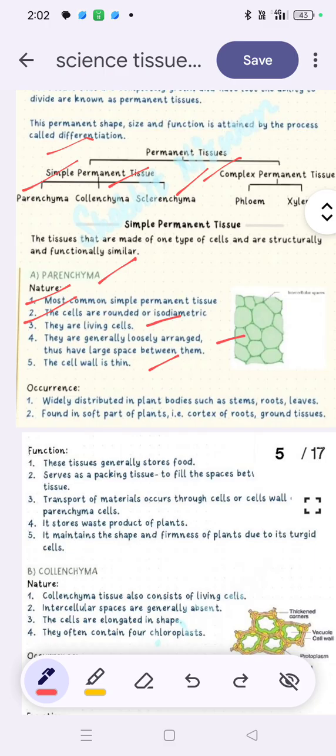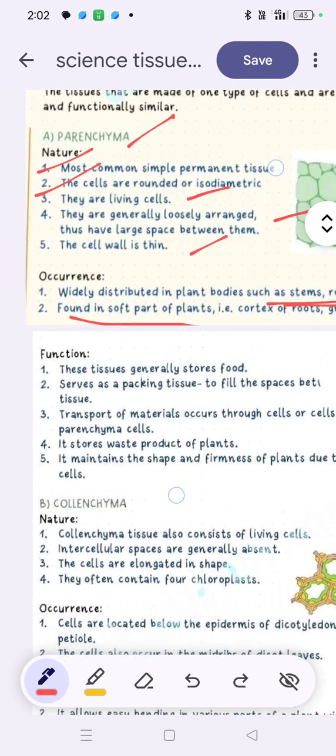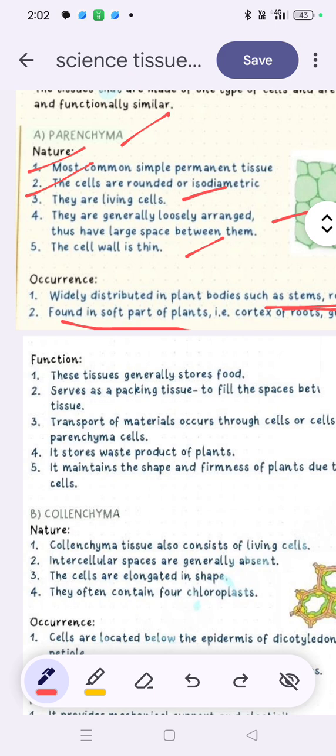Then we know in which places parenchyma is distributed in plants, like the stem, roots, leaves, found in soft parts like roots, ground tissue, etc. Then the function. This tissue generally stores food and serves as packing tissue to fill the space between tissues.